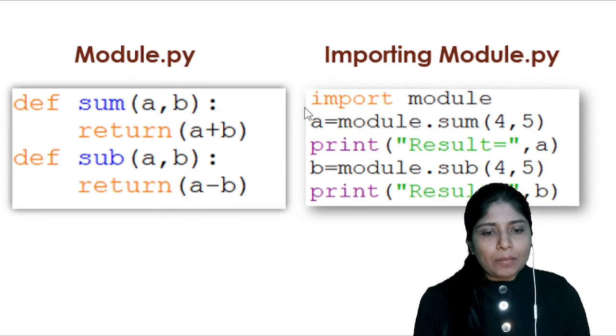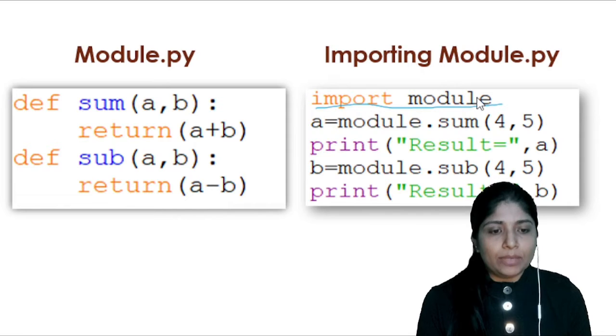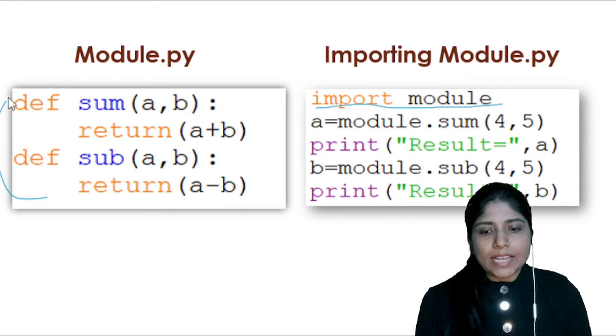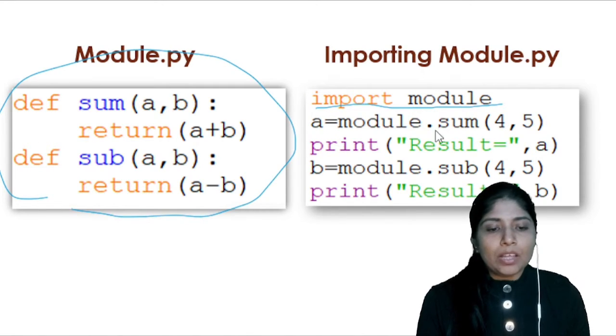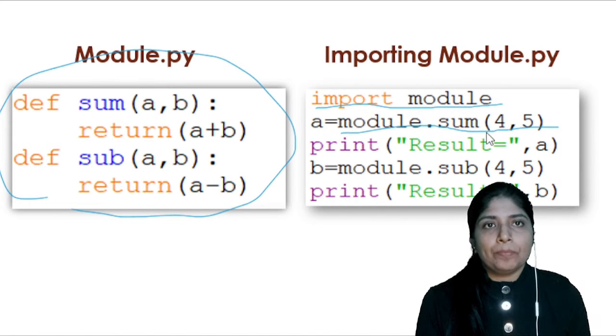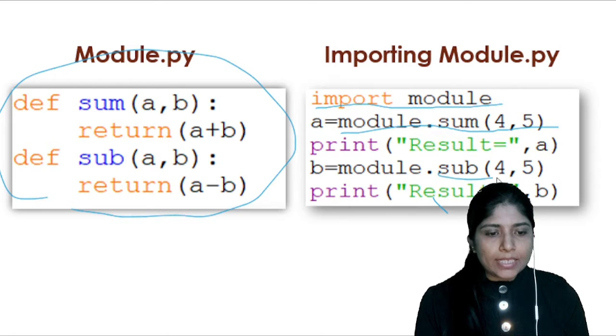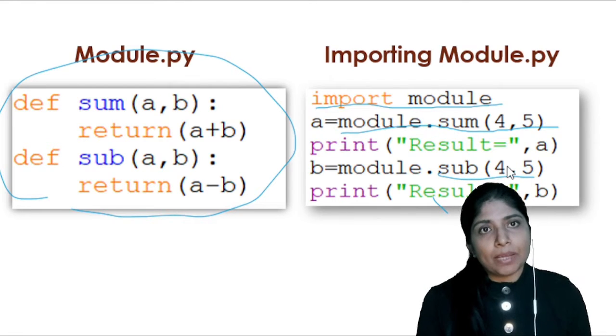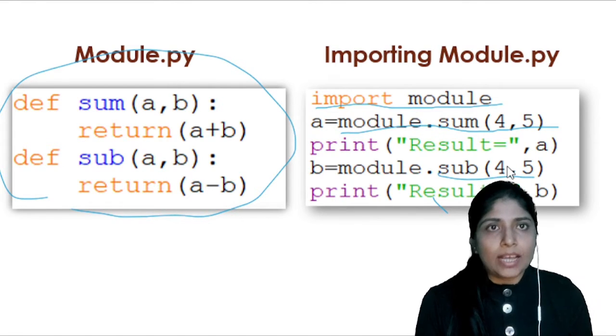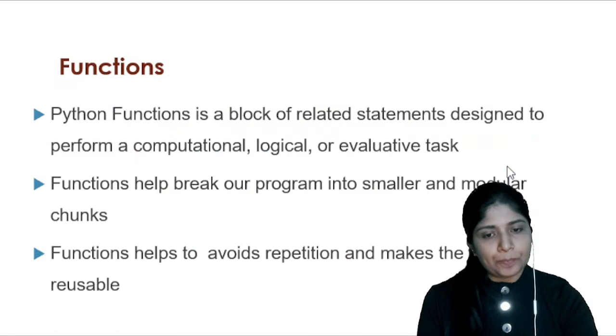So in my program, I have accessed this module with the keyword import. Import module will bring this entire file to my program. Then I have called the function sum from this module by using the module name, that is module.sum. So this accessed the sum function from this .py file. Like that, I also accessed a sub function. In this way, you can make your own modules and save them in your Python library.